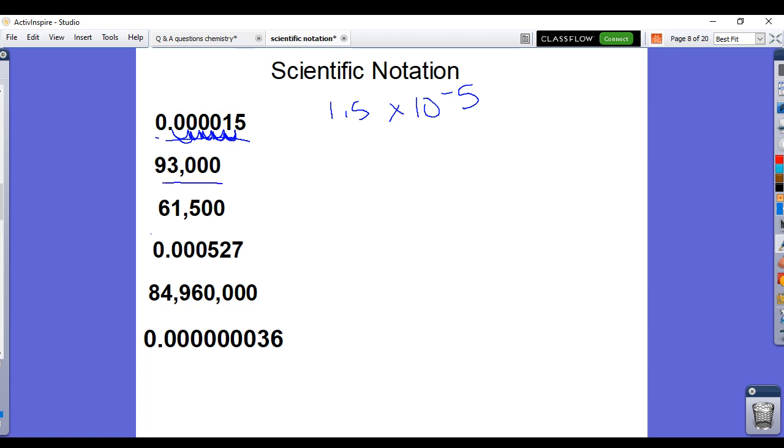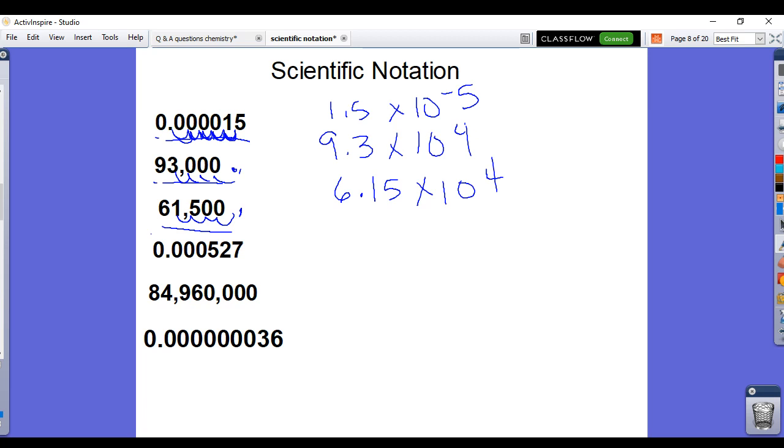Now this number is greater than 1, and whenever you don't see the decimal, it's on the end. So we're going to move it 1, 2, 3, 4. So now we have 9.3 times 10 to the fourth power. And it's a positive because it's greater than 1. This number is greater than 1. Our decimal's here. We're going to move it 1, 2, 3, oh, 1, 2, 3, 4. So now we have 6.15 times 10 to the fourth power. So you drop your zeros, but you got to keep your non-zeros.